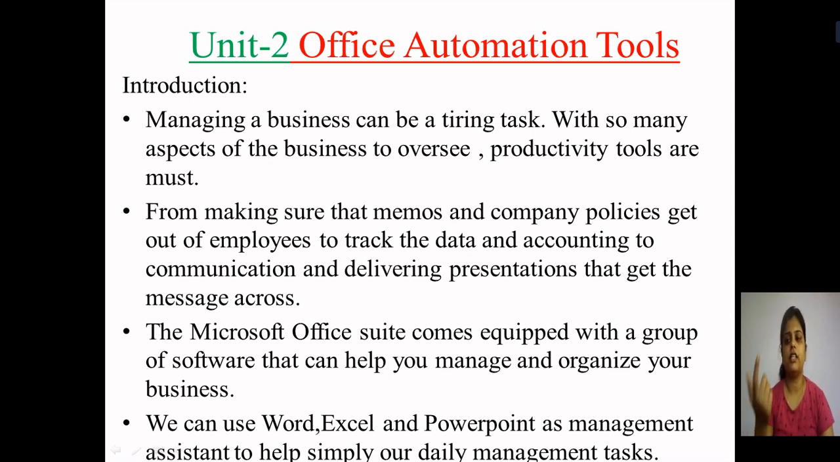We have also studied the different data types, what is software, what is hardware, and the different types of operating systems. These were some of the concepts we saw in the last lecture. In this lecture we are going to study the office automation tools, that is, the different office tools which are used in a computer system.